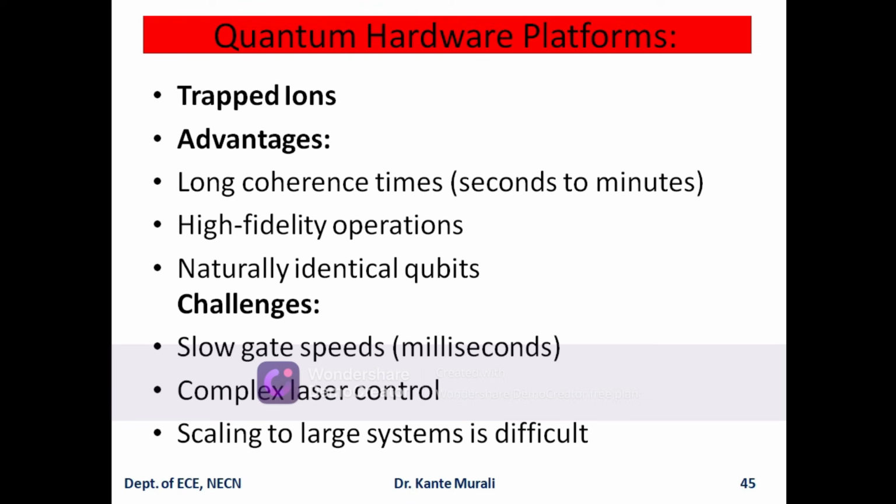All ions are identical, so they have no manufacturing variability. On the other hand, it has challenges: gate speeds are low due to long coherence times. Operations take milliseconds compared to nanoseconds in superconducting circuits. Laser control systems are complex and require precise alignment. Scaling to hundreds and thousands of ions is difficult because of the need for stable optical setups. In short, trapped ions are perfect, slow, but extremely precise.